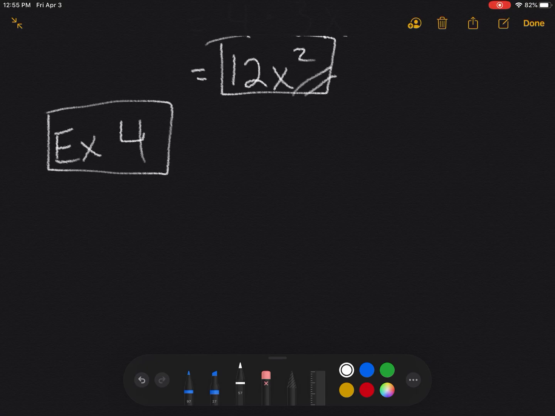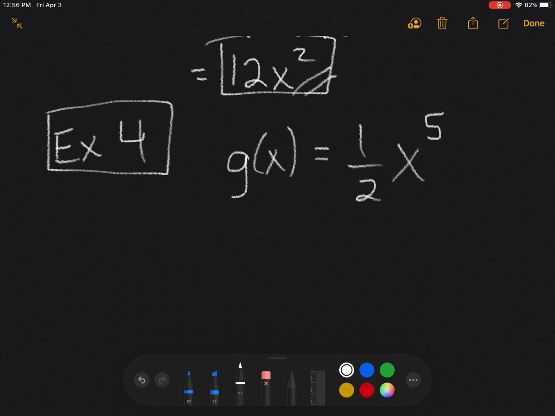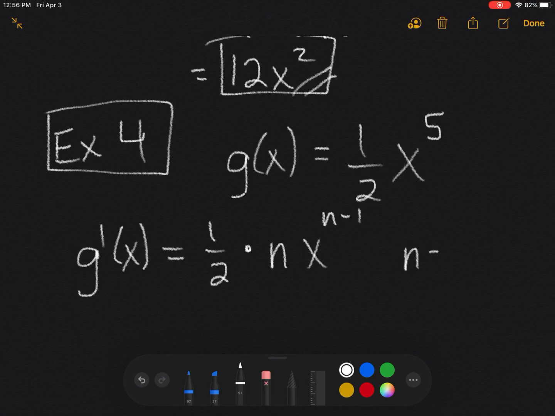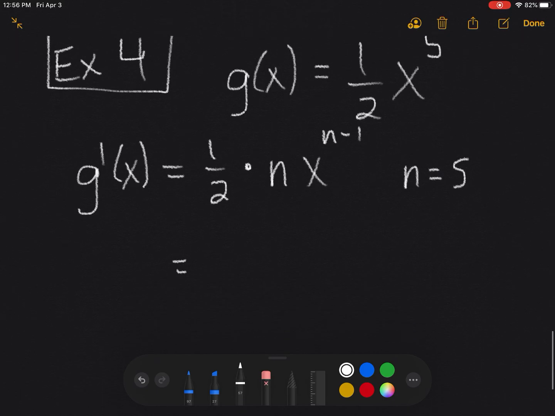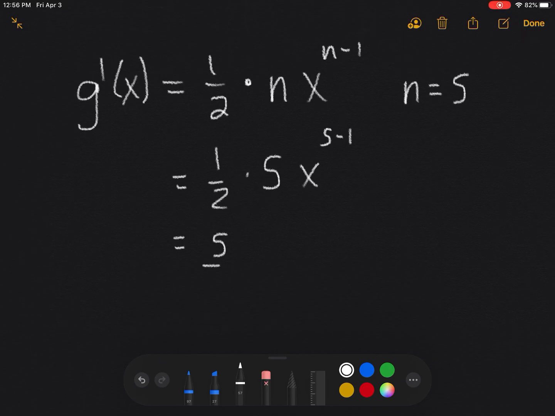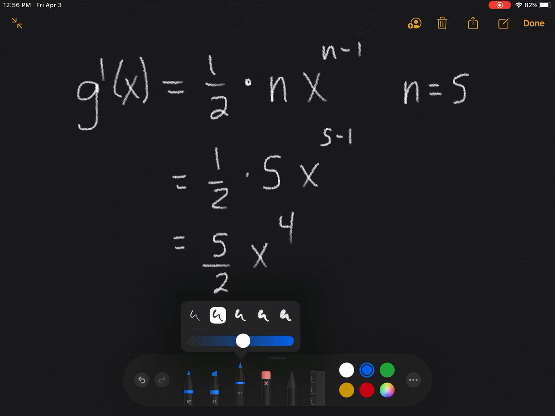So let's do one more example of something like that. Let's say I had g of x equals 1/2 x to the 5th power, and I want to find g prime of x. And I know that's going to be 1/2 times n x to the n minus 1, where my n is equal to 5. So I get 1/2 times 5x to the 5 minus 1 power, and that gives me 5 halves x to the 4th power. Nice, right?